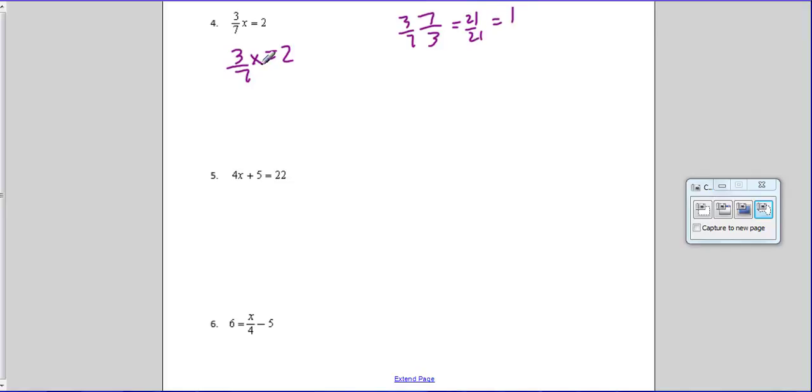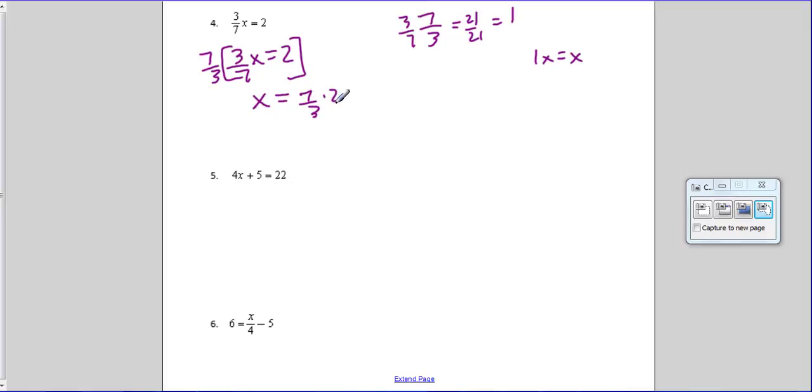So what I want to do is get x by itself, or make this 1x. To make this 1x, I multiply by 7 over 3 on both sides. So this is 21 over 21, which is 1, so that's 1x, but 1x is equal to just x. So I have x on the left side, which is what I want. On the right side, I have 7 over 3 times 2.